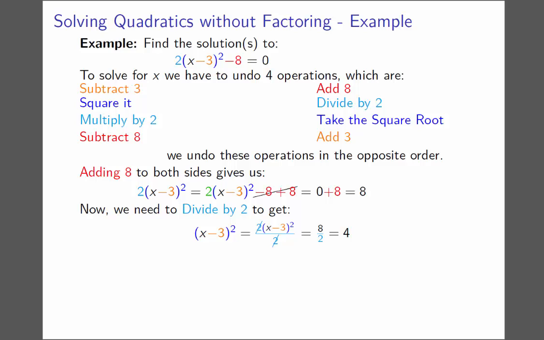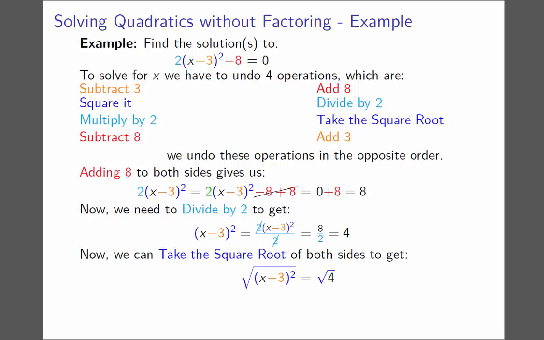Now, the next thing we need to do is take the square root of both sides to undo the squaring. This gives us the square root of (x minus 3) squared equals the square root of 4, which is 2. And on the left, the square root of (x minus 3) squared is the absolute value of x minus 3. If you would like to be reminded why this is not just x minus 3, you can click the purple link now.